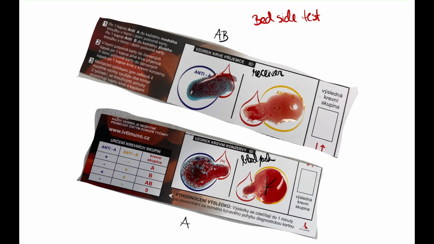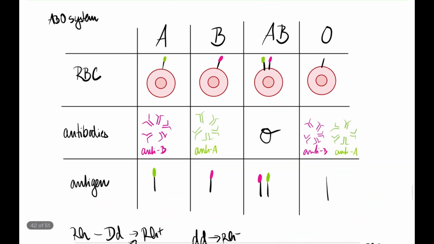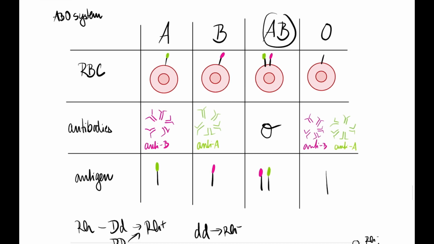Now, can an AB recipient receive A blood? That's the question. Let's take a look. Well, we've got the AB recipient, and it's pretty much a universal recipient because, as we have mentioned before, it does not contain any antibodies in his blood, because they would attack his own red blood cells. So, therefore, he can accept blood type A.